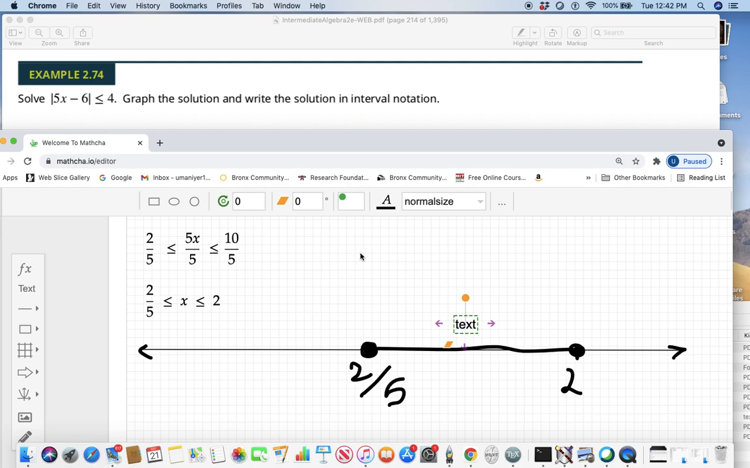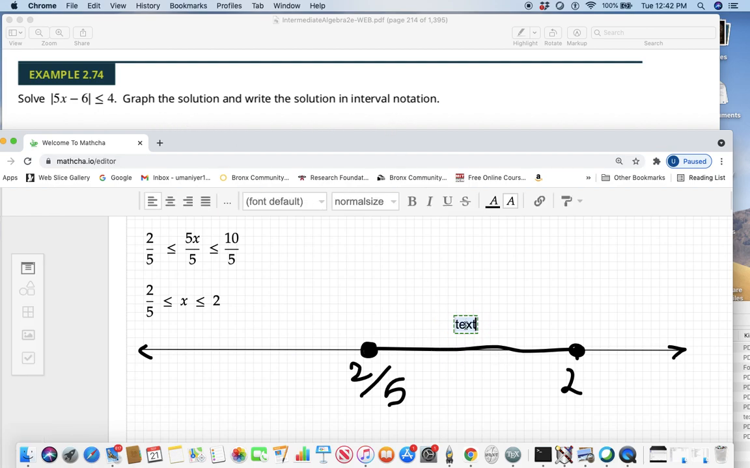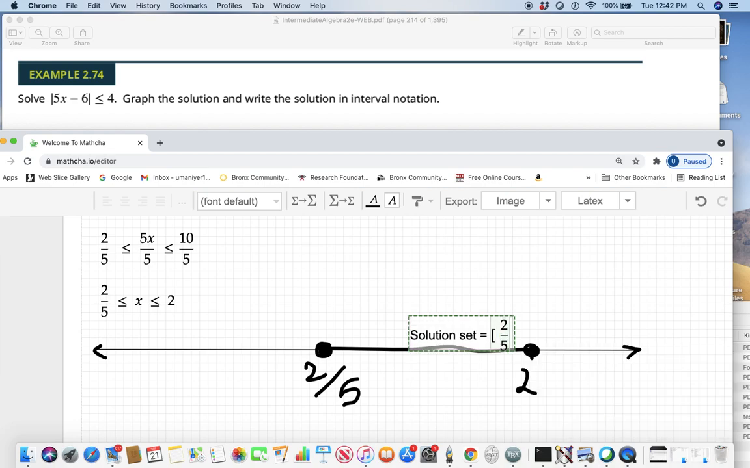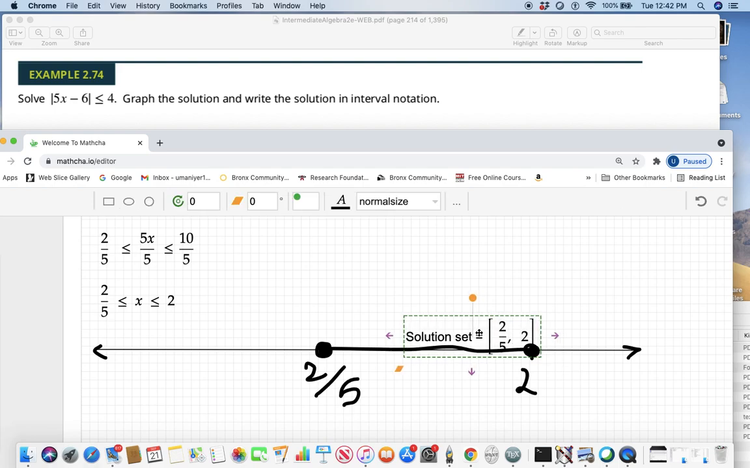And that's the graph part. Interval notation. Okay, I should say simply solution set. Okay, this is an included point, so you use a bracket, bracket 2/5. This is also included, so that will be another bracket at 2. That's it.